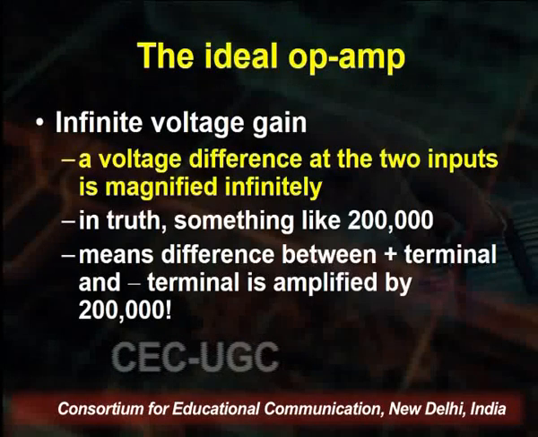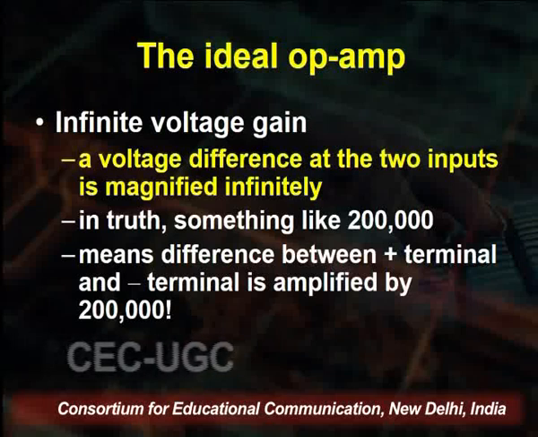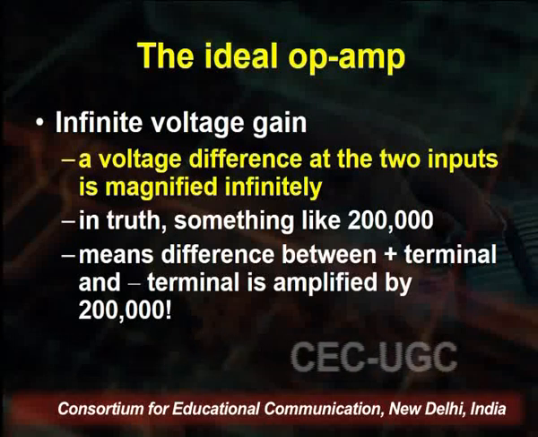Note that the ideal op-amp has infinite voltage gain, so a voltage difference at the two inputs is magnified indefinitely. It has positive and negative terminals, and the signal is amplified up to 20,000 or 2 lakh sometimes. The ideal op-amp has infinite input impedance, and no current flows into the input; basically we use the FET input of the op-amp. So here we have discussed the amplifiers.